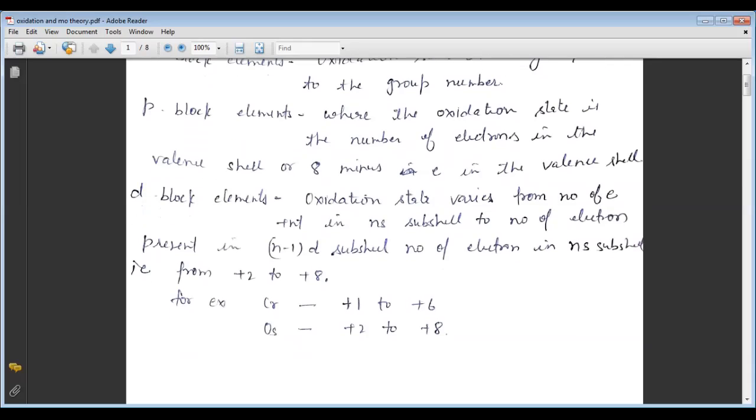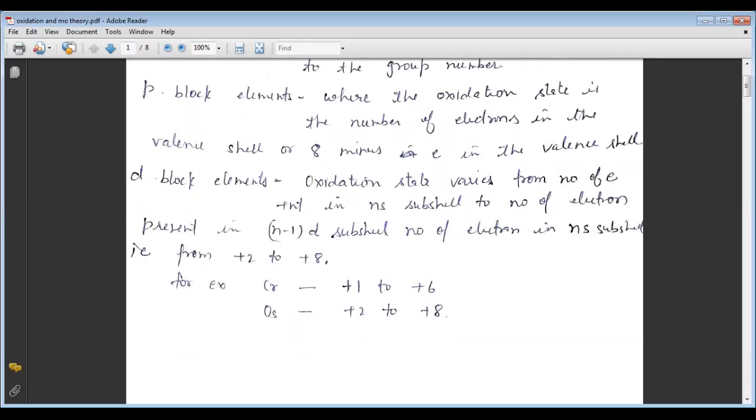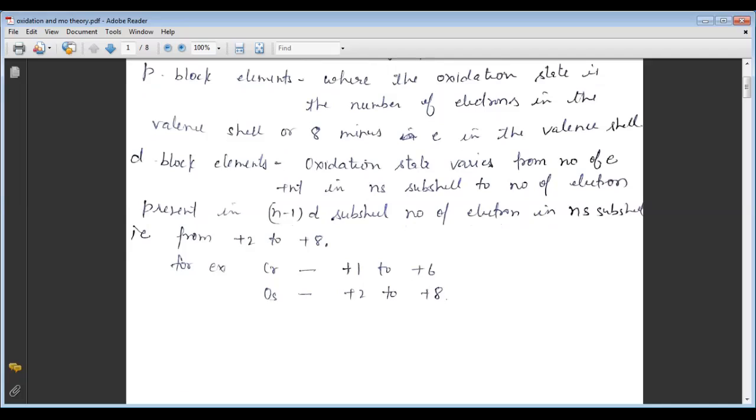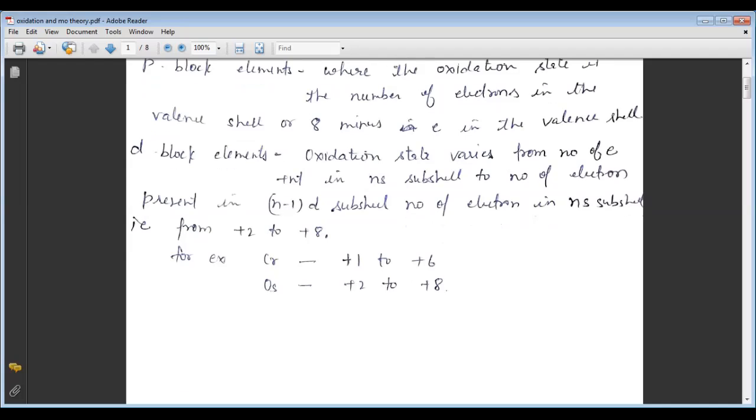For example, chromium, Cr, shows +1 to +6 oxidation states, and osmium shows +2 to +8 oxidation states. This is the explanation of the oxidation state, and we have already discussed the other periodic properties such as ionization energy, electron affinity, and polarizability.